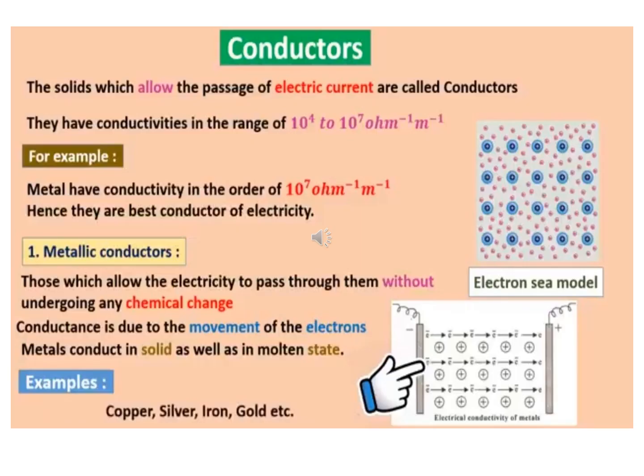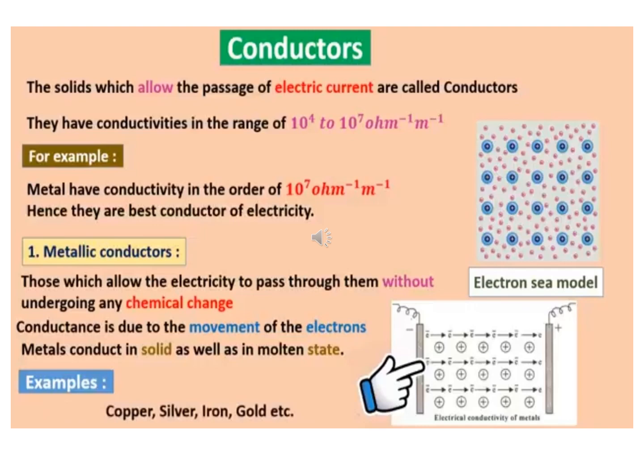So conductors are that material which allows electric current to pass through them. Any material that allows electricity or electric current to pass through it is called a conductor. Mostly, conductors have conductivities in the range of 10 raised to power 4 to 10 raised to power 7 per ohm per meter.